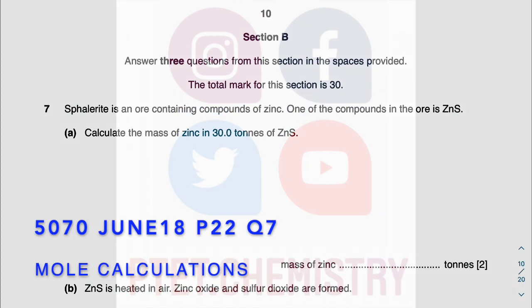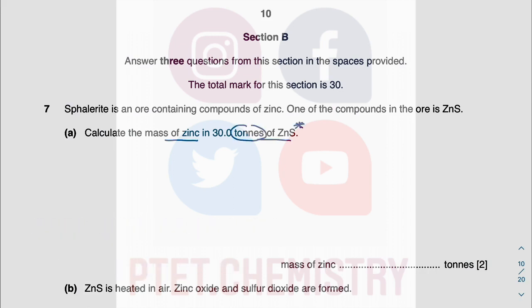So in this question 7, the first question is on calculation. We need to work out the mass of zinc in 30 tons of ZnS. We are working in tons. So how much of ZnS is actually zinc? You need the atomic mass of zinc. There is 1 zinc. Actually, I'm just going to write everything in one go, okay?